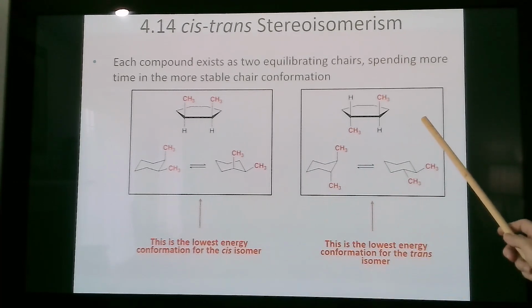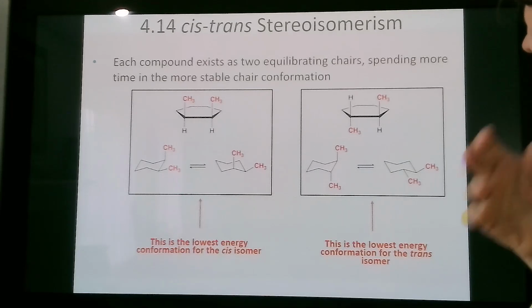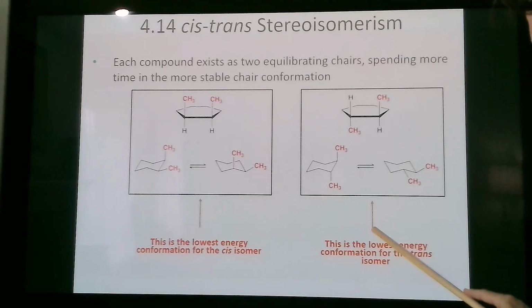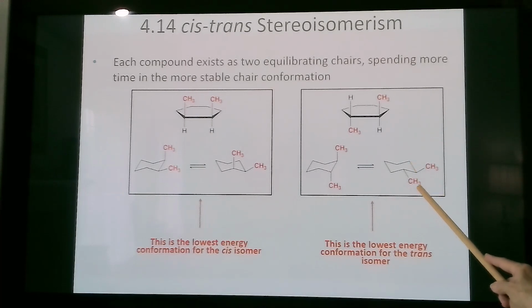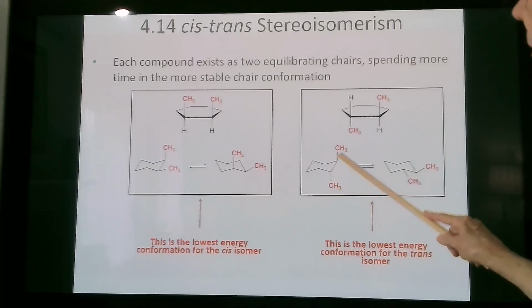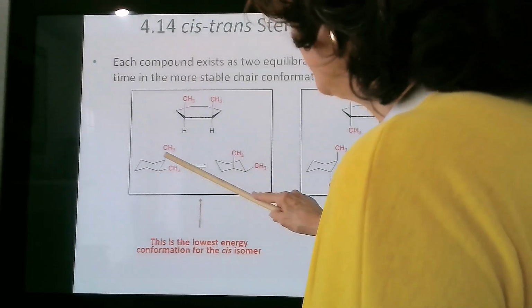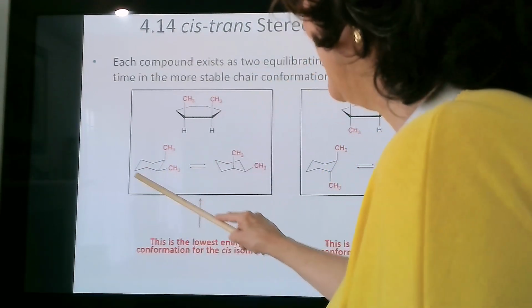Okay, so this is the trans isomer. And here, notice this is saying this is the lowest energy conformation. Well, it's actually this one, where both of the methyls are equatorial. This one will be higher in energy, where both of the methyls are axial. Here you have one axial, one equatorial, one axial, one equatorial. These are going to be equal.